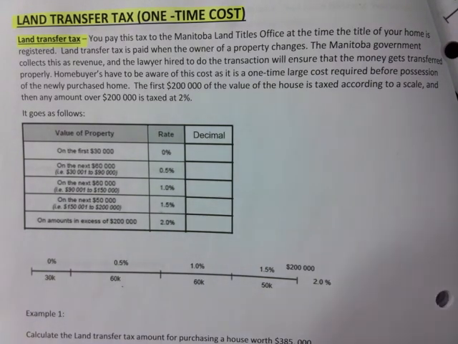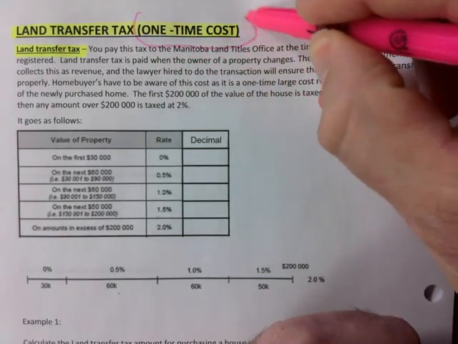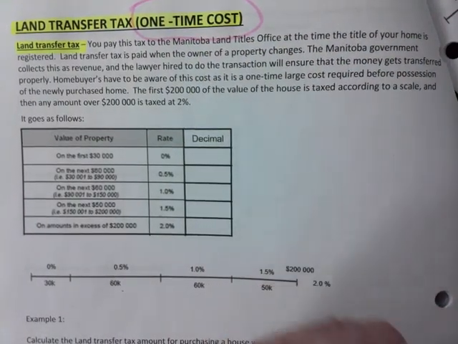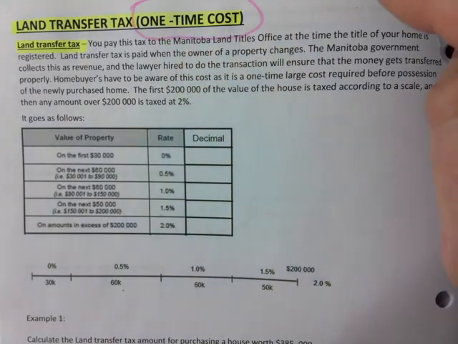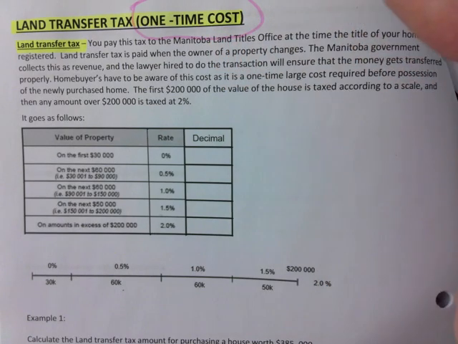Land transfer tax. Now it's serious time, okay? I don't know if you're noticing, but I'm putting down right next to these items that we're calculating if it's a one-time or an ongoing thing. Land transfer tax is a one-time cost. Insurance, what do you think? Insurance is ongoing. You should always have insurance for your home.